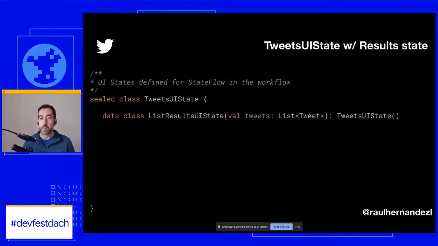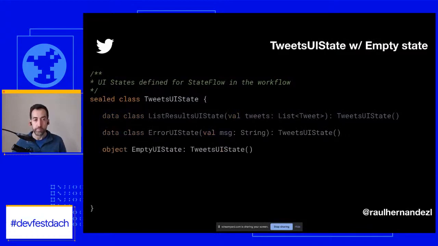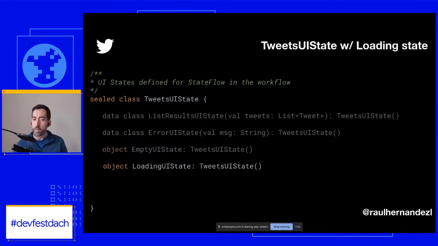For instance, if we have this tweets UI state, it is basically when you pass the tweets with the list results UI state inside. This is a data class, and as you can see here it is read-only because the tweets are val. Then when you have an error, the same with the message to show to the user. Then the empty UI state, when you want to have the empty state, like when we search and we didn't find any results for the query you looked for. Or let's say when you are loading, you want to show the spinner first of all. So you need basically to cover different UI states.